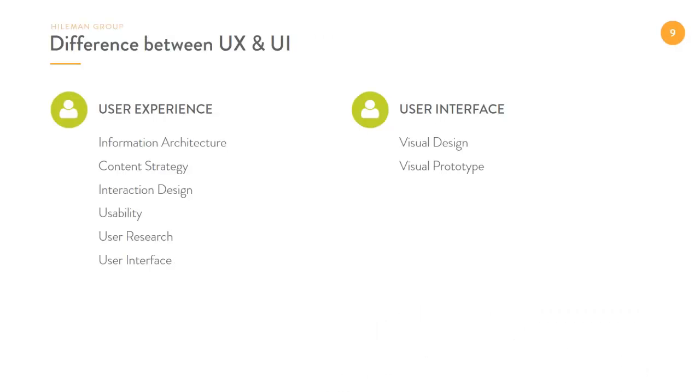So really the UI, or user interface, is one of the many aspects of UX. From a website standpoint, user experience is information architecture, content strategy, interaction design, usability, user research, and again, that user interface. Then the user interface entails the actual visual design and the visual prototype. So a little bit different. Really, you need both to have a good UX, with the user interface being part of UX.